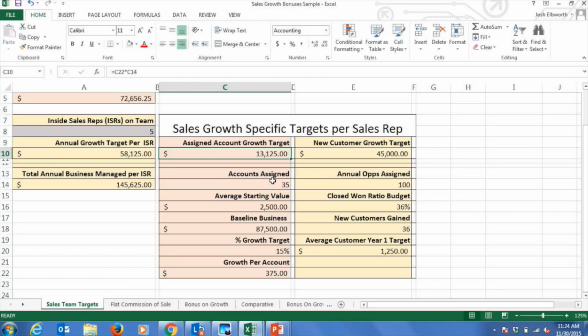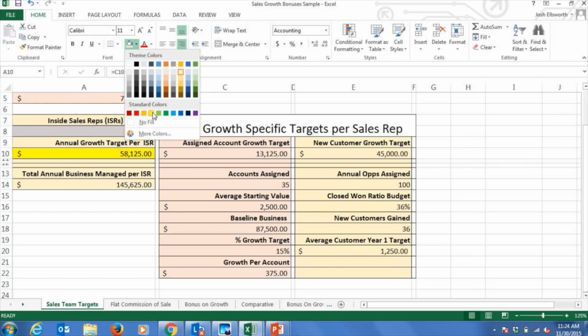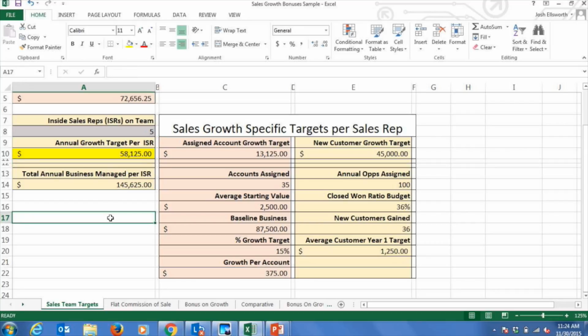So all in all, I'm looking at new business plus account management growth for a total annual targeted growth that you see there in A10, which is the cell. Let me highlight it in bright yellow here for you. You'll see that to be $58,125.